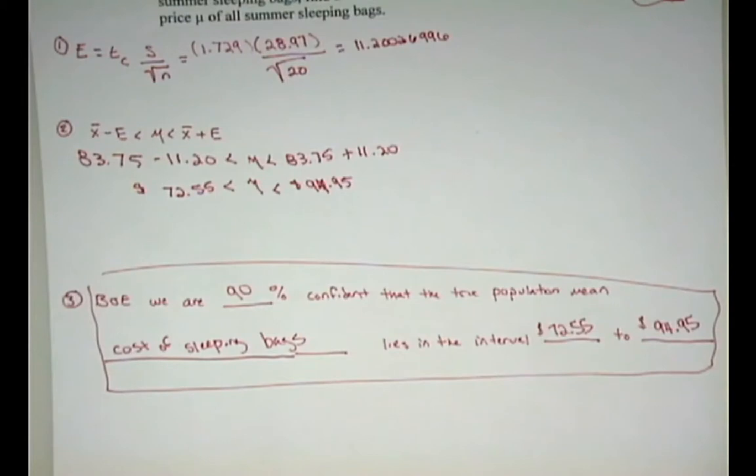So that again is a confidence interval for mu when sigma is unknown. In other words, it is a t-interval.